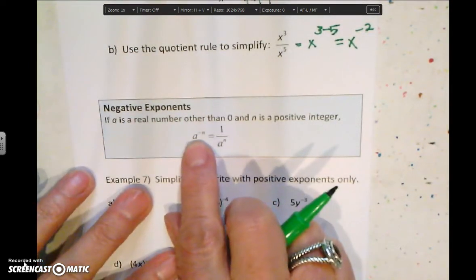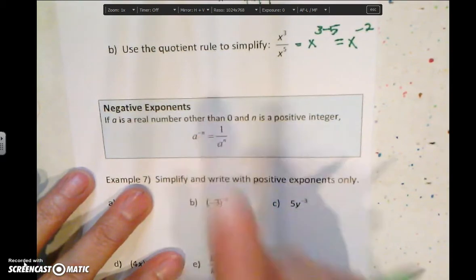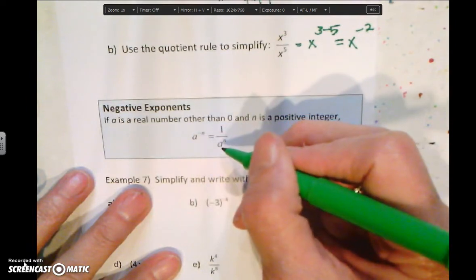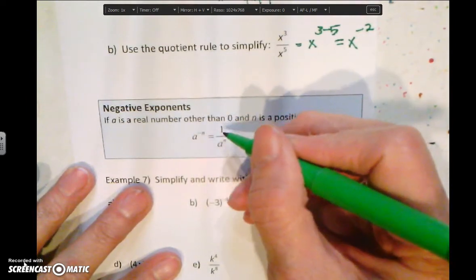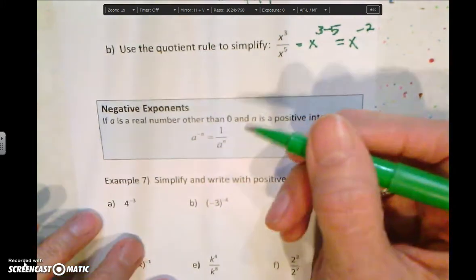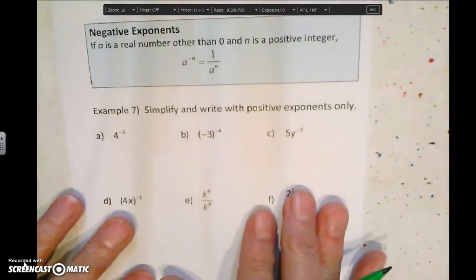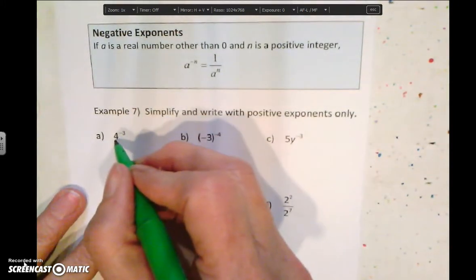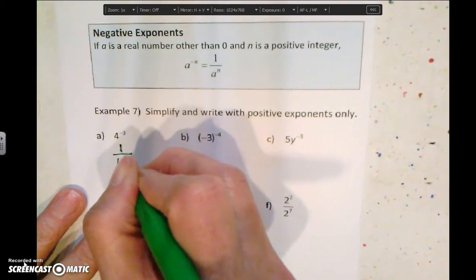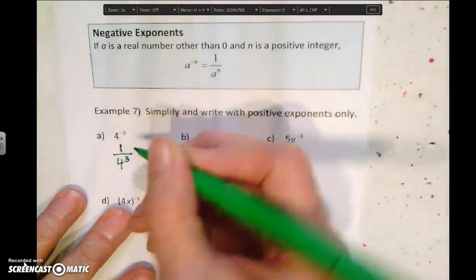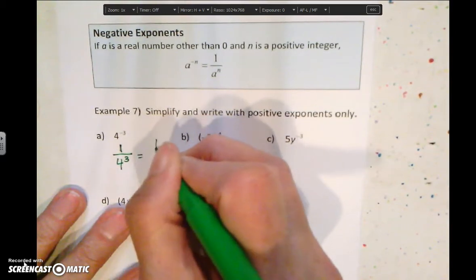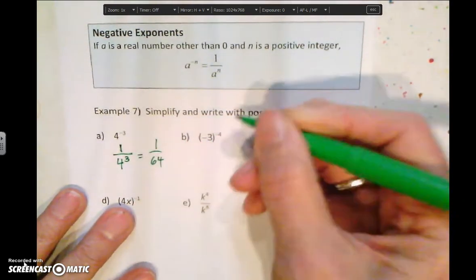If we have a raised to the negative n, then we're going to keep our base. Again, you notice the base of a stays the same, but it's going to become 1 over that base of a raised to a positive n. So let's go through and do some examples. Here our base is 4 and it's raised to the -3, so that's going to become 1 over 4 to the positive 3. And we could simplify that. 4 times 4 times 4 is 64.